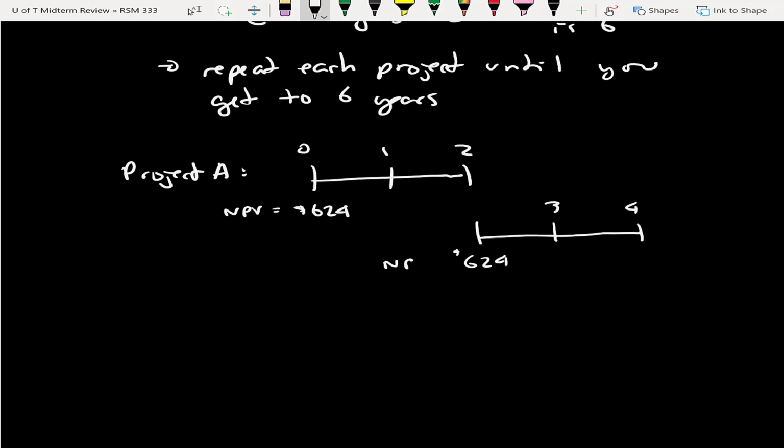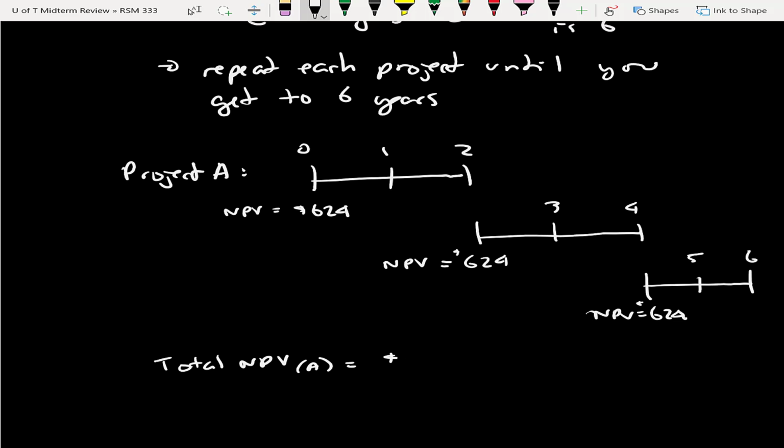So what I'm saying is, if it was possible to just keep redoing this project every year until you got to the 6 years, we'd have to do it 3 times. Okay, so what's the total NPV in this case? We can't just add the 3 together because the third time we do it is much later in the future. So we adjust for time value of money. So the total NPV for project A is going to be, the first one we don't have to discount. It's already 624. We know that.